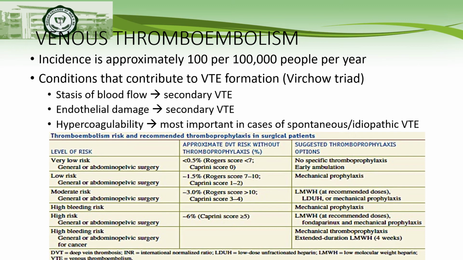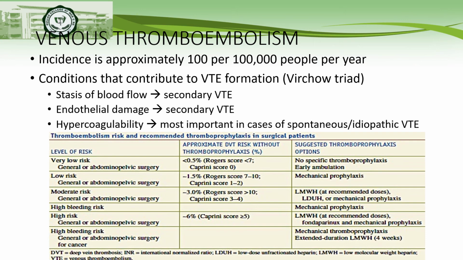So let's tackle venous thromboembolism. The incidence is approximately 100 per 100,000 people per year. And there are three broadly stated conditions described by Rudolf Virchow in 1862, the Virchow triad, that contribute to VTE formation. So this is stasis of blood flow, endothelial damage, and hypercoagulability.